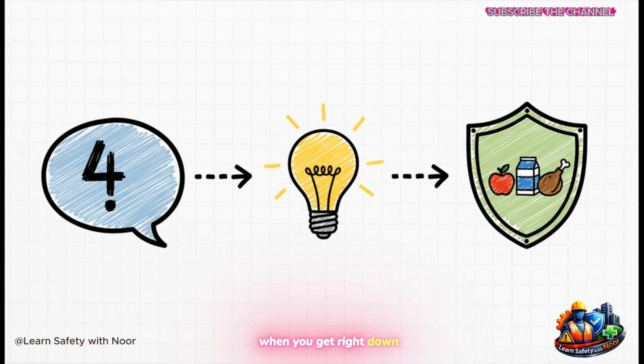When you get right down to it, it's all about this. The CCP Decision Tree takes what seems like a really complicated part of HACCP and just makes it a simple, logical process. 4 questions. That's it. And they give you clear answers. And those clear answers, they lead to safer food for everyone.